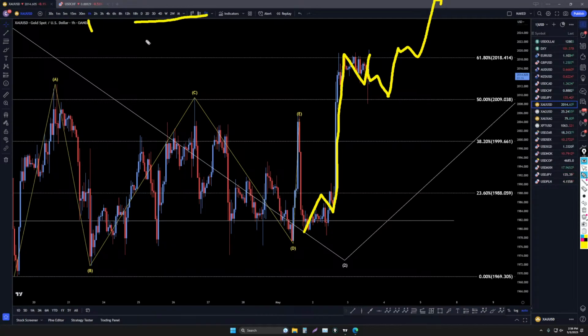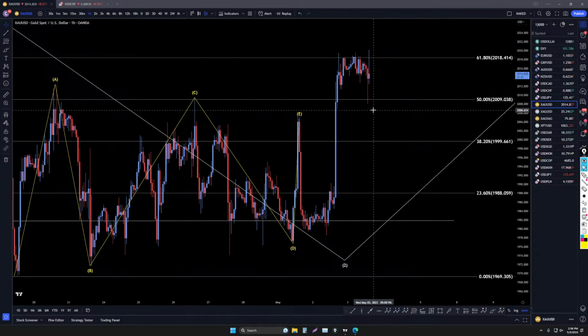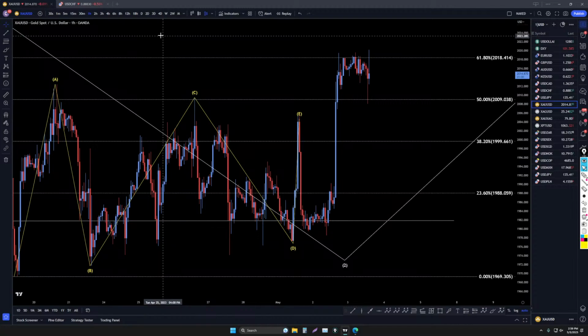Yes, on the 1-hour time frame, we see something that looks like it should go down, but we need to trust those longer time frames because those longer time frames are king over these shorter time frames. They control the market. That's where the big money plays. That's where I believe that we need to trust.